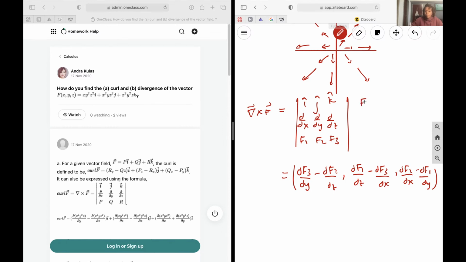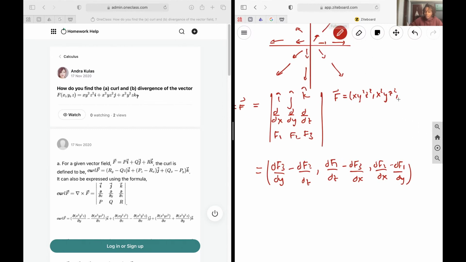And so with our vector field, that is x y² z², x² y z², and lastly x² y² z. Let's just put in everything. So the derivative of this with respect to y is going to give us 2yx²z minus the derivative of this with respect to z, which will give us 2x²yz. Let's just write them in the same order.